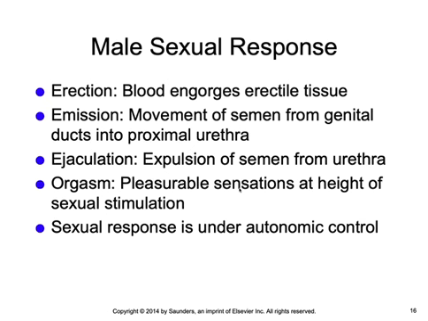Emission is a sympathetic process, which is the movement of the semen from the genital ducts into the proximal urethra, and ejaculation is the expulsion of the semen from the urethra. So both of those are sympathetic responses. Orgasm is the sensation at the height of sexual stimulation, and sexual response, of course, is under autonomic control, involving both parasympathetic and sympathetic responses. Keep in mind that it's possible to have an orgasm without ejaculation, and it's possible to have ejaculation without orgasm. The two are not necessarily linked.